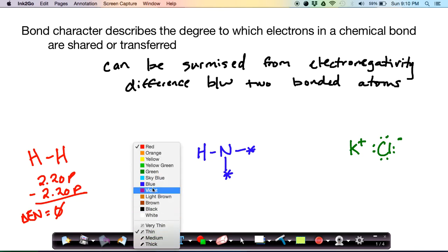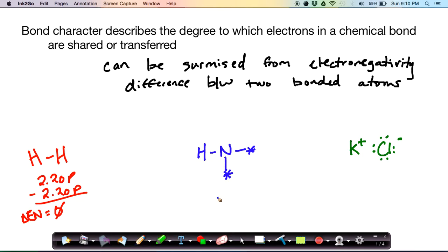If we take a look at the nitrogen-hydrogen bond, we had 2.20 Pauling for hydrogen. Looking at your periodic table, you'll see nitrogen is 3.04 Pauling. So we do the difference between the two. In this case, we get a delta electronegativity, or difference in electronegativity, of 0.84 Pauling.